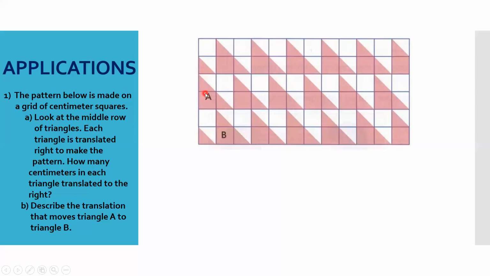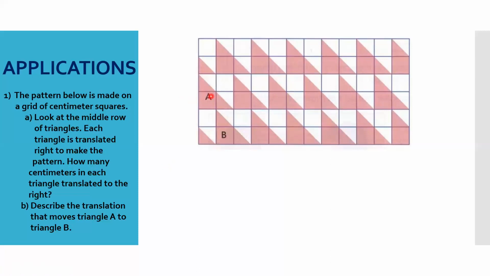Here, this triangle is moving here so that you can see that particular triangle's image. Again, it's moving on and the process is continuing so that this particular row came. So this is an example for translation, that this triangle is moving from one place to another place in a straight line. So what actually the question asked is, how many centimeters in each triangle translated to the right?